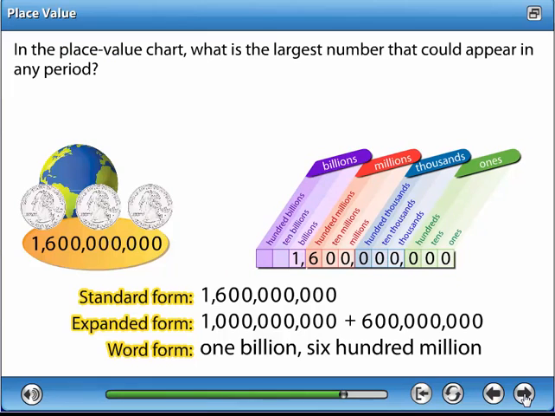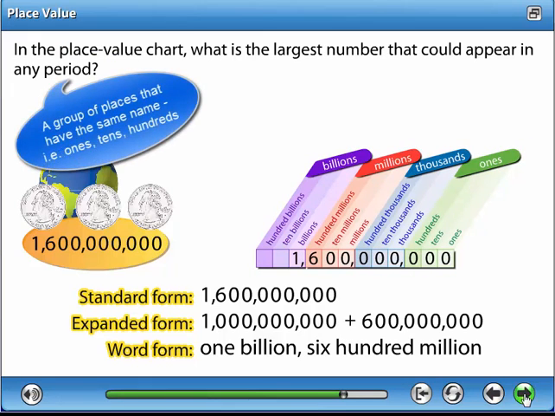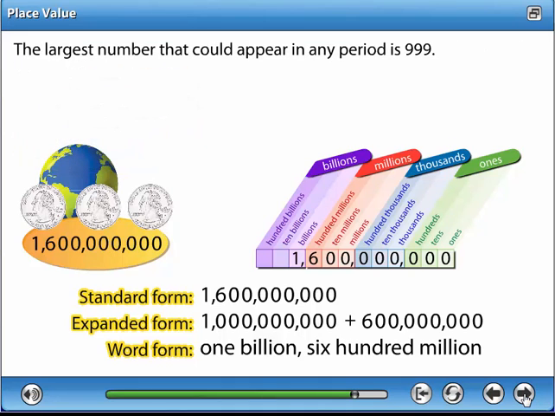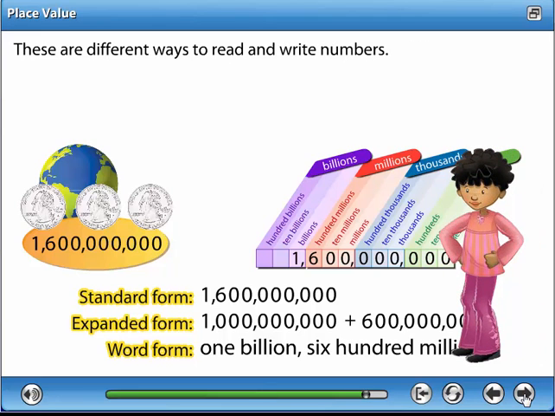In the place value chart, what is the largest number that could appear in any period? The largest number that could appear in any period is 999. These are different ways to read and write numbers.